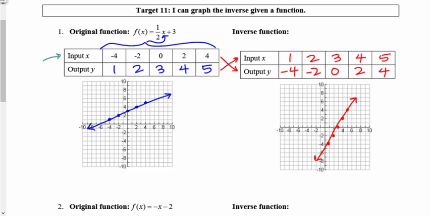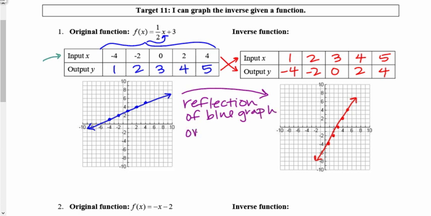Now, if you remember also from the notes, I said that this red graph is a reflection of my blue graph over the line y equals x, which is just a line that goes up 1 over 1 from 0, just like this. So if I took that blue line and I reflected it over the purple line, I would get the red line.